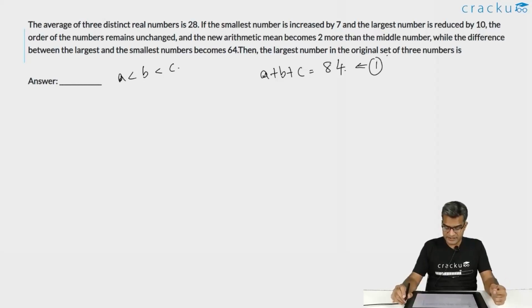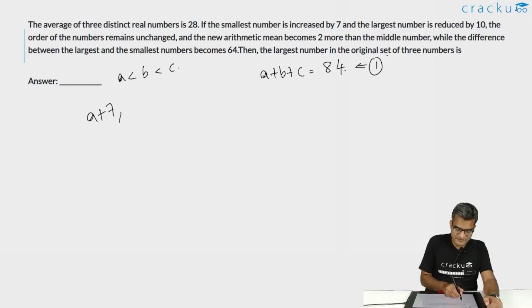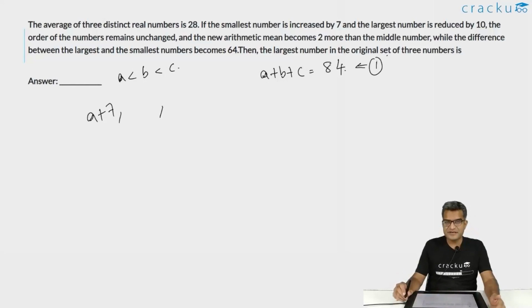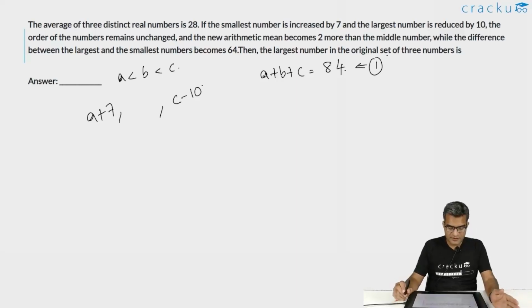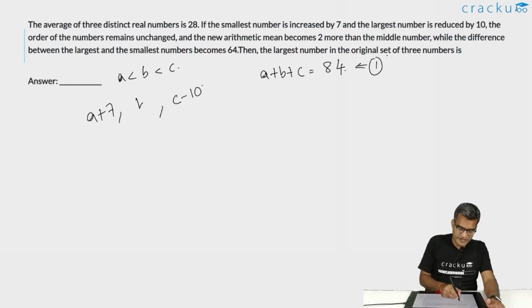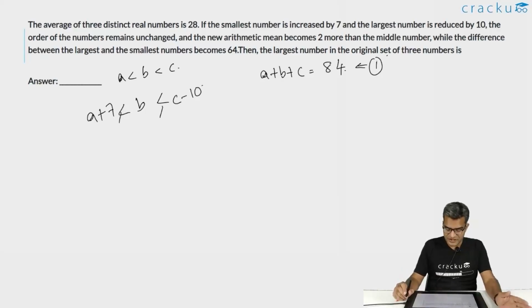We are told that if the smallest number is increased by 7, then the value becomes A plus 7. And the largest number is reduced by 10, this becomes C minus 10. The order of the numbers remains unchanged. So A plus 7 is less than B is less than C minus 10. And the new arithmetic mean becomes 2 more than the middle number. What is the sum of the 3 numbers now?